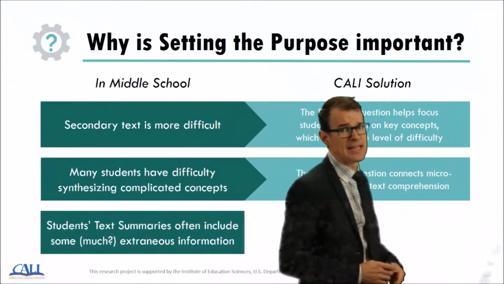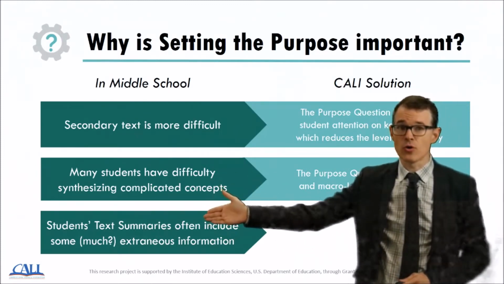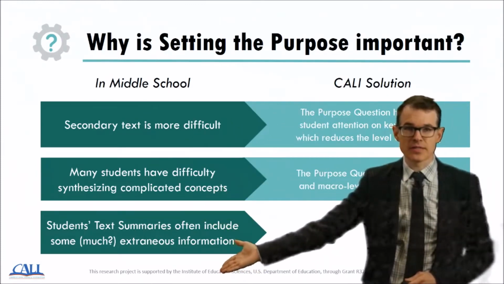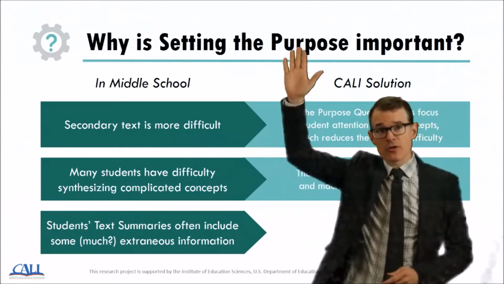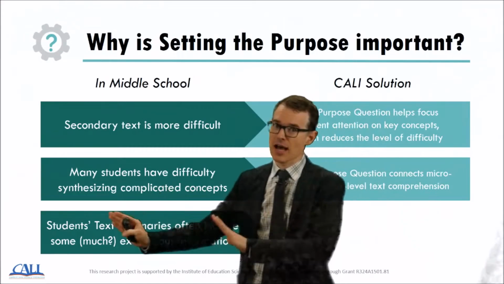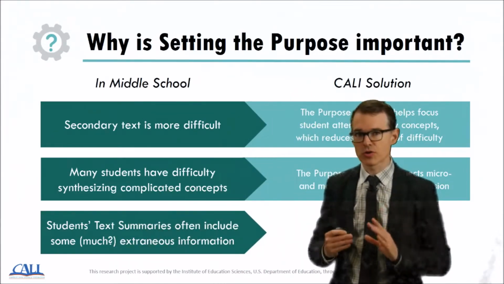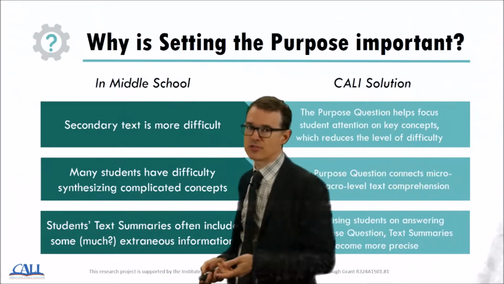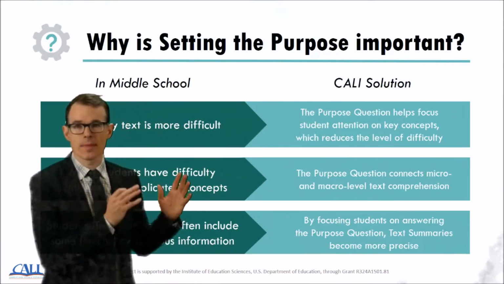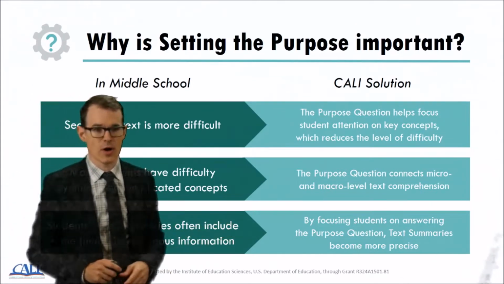Third piece is that setting the purpose is important because if students write a text summary on their own without having gotten the purpose, we often find students have some or even a lot of extraneous information. They haven't been able to think carefully about what's most critical, and setting the purpose allows students to do it. So it focuses them on the key ideas in the text. So it makes ultimately those text summaries more precise and more accurate.